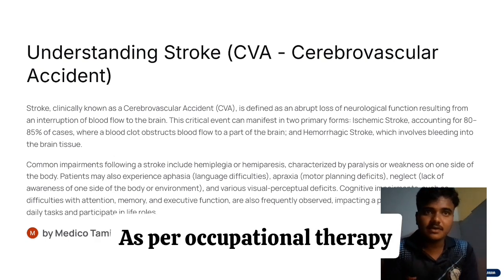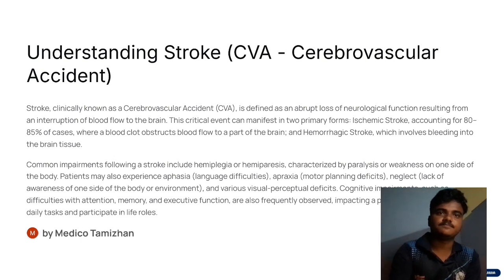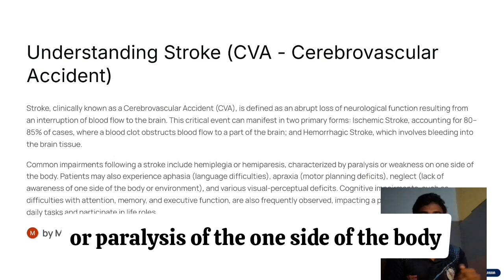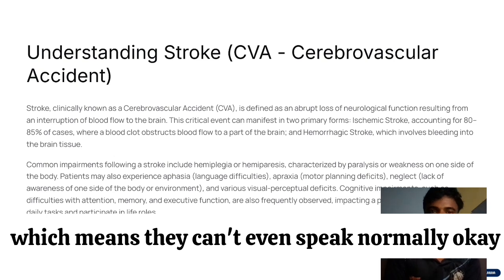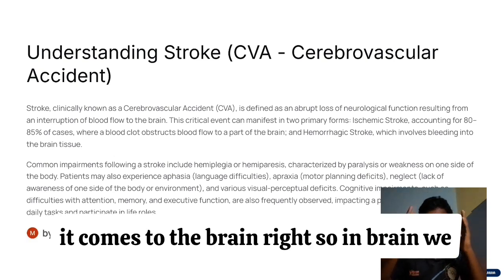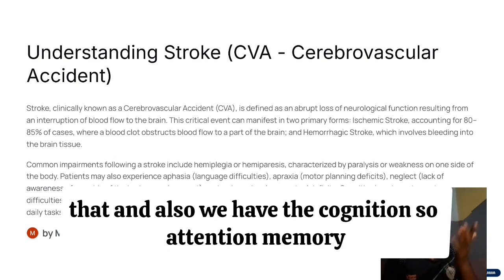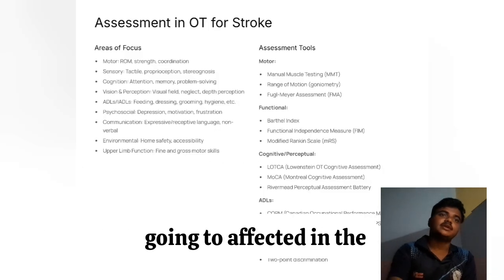Okay. What are the common impairments? In occupational therapy, we have to look at some impairments only. First, hemiplegia. The person has weakness or paralysis of one side of the body, including the face. Okay. The person may also experience aphasia, which means they can't speak normally. It comes to the brain, right? In the brain we have the motor, sensory, and language areas, and also we have the cognition: attention, memory, and executive function. So these areas are going to be affected in stroke patients.